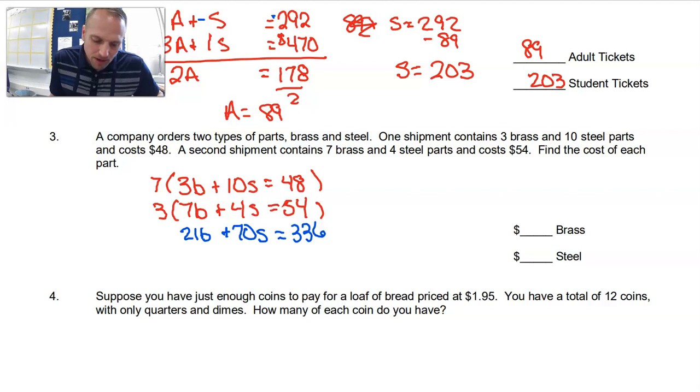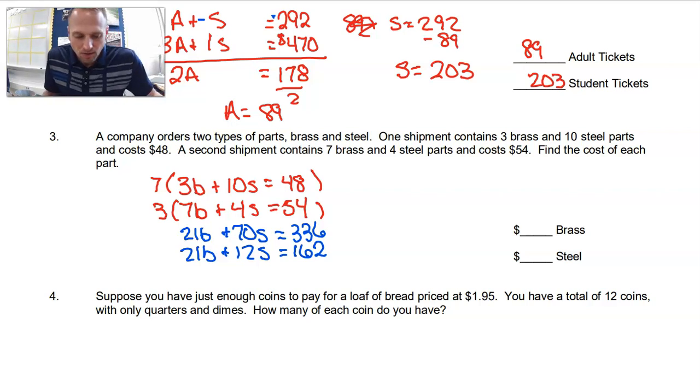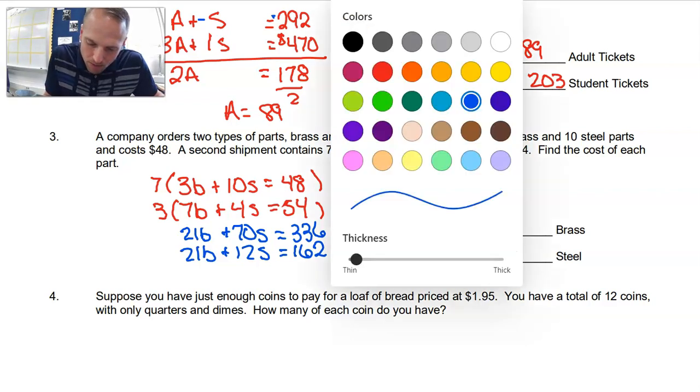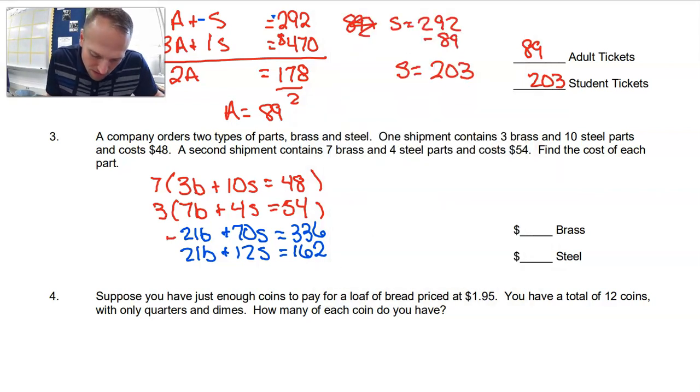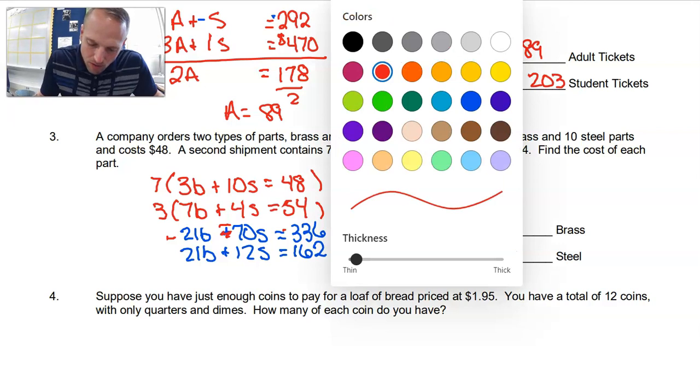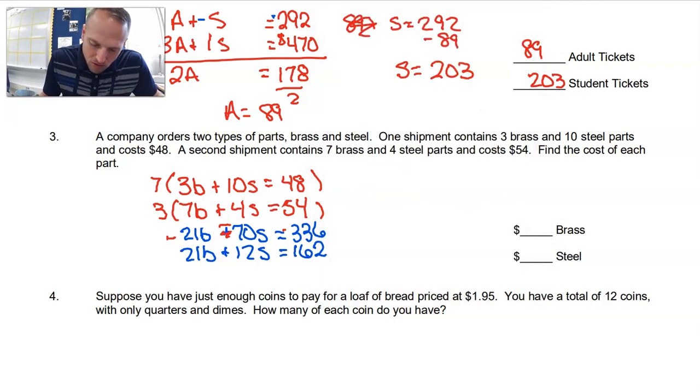Now the bottom times 3. 3 times 7, that's going to be a 21B plus a 12S equals 162. Okay, now I need to change the signs on either the top or the bottom so that one of those B's is negative. Maybe I'll change them on the top. So I'm going to make this a negative 21B, make that a negative 70S, and a negative 336.